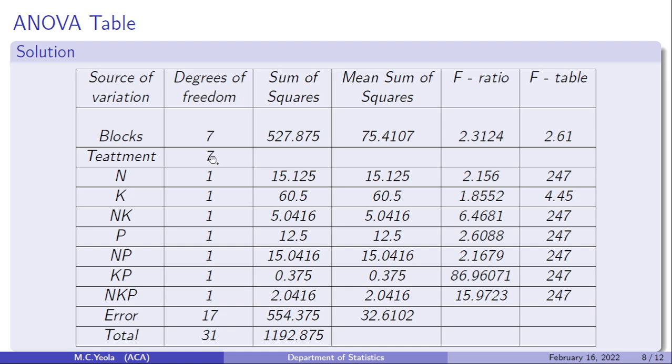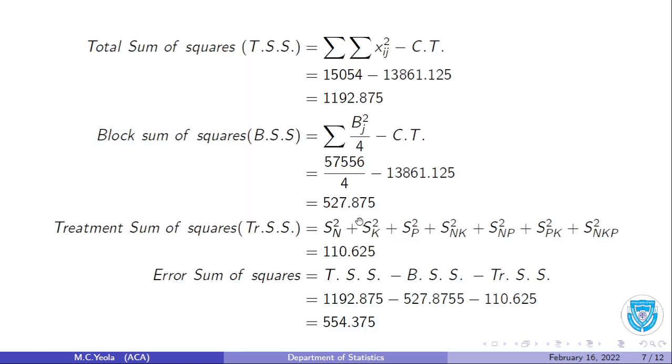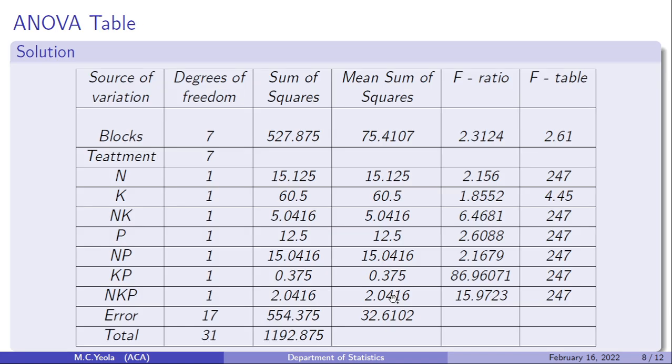So we get that as the degrees of freedom related to treatment. Then we get the error degrees of freedom by subtraction: 31 minus the block degrees of freedom minus the treatment degrees of freedom. Subtracting those 14 degrees of freedom from 31, we get 17 here. The sum of squares obtained in the previous case, the total, block, and treatment sums of square for the specific treatments we have considered, we write in the sum of squares column.